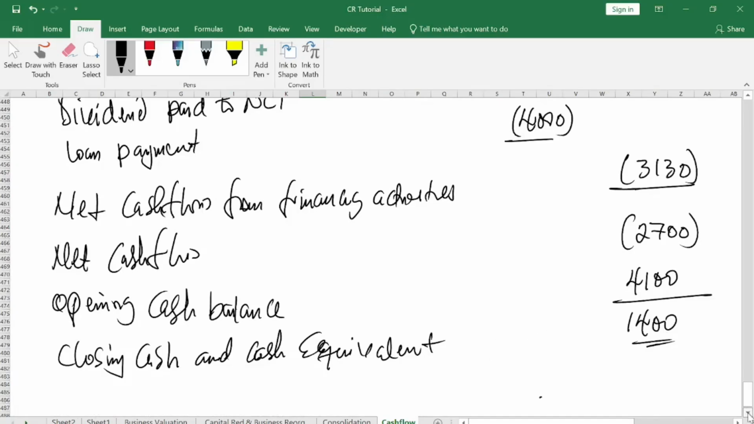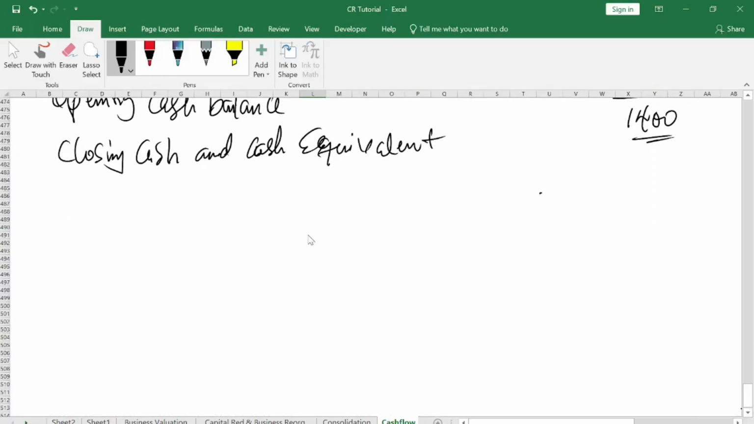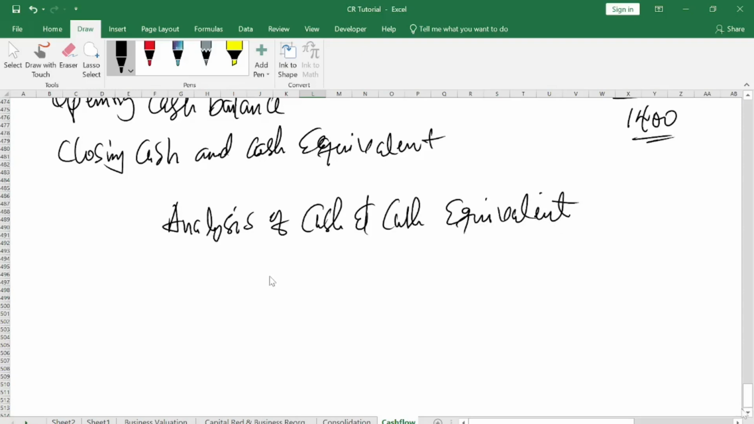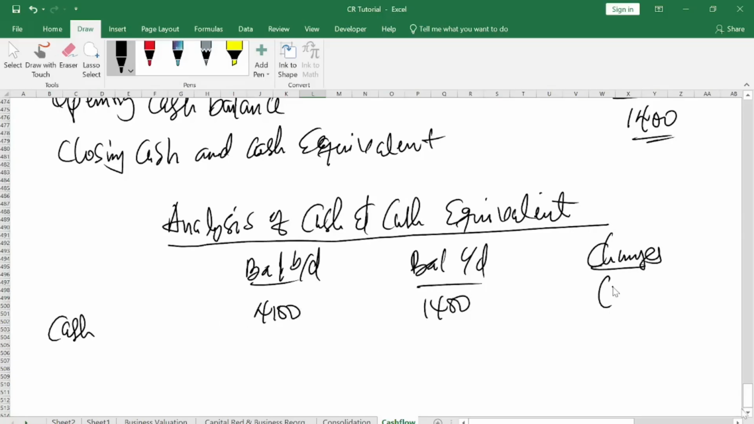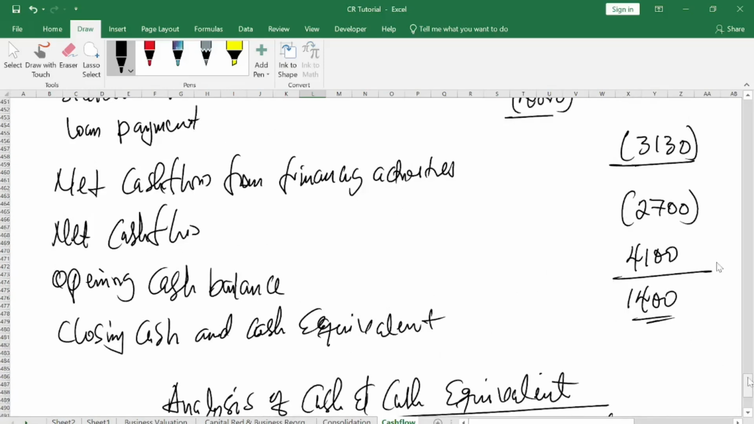Any question so far? No question, sir. So we are now coming to do analysis of cash and cash equivalent. This one is simple. It will bring your balance brought down and your balance carried down here, and you bring the changes. So here you start with your cash. Your opening balance cash is how much? You said it's 4,100. Closing is what? 1,400. So the change is the negative 2,700 that you see over there. Have you seen it? Yes, sir. Your net cash flow. So that's the analysis.